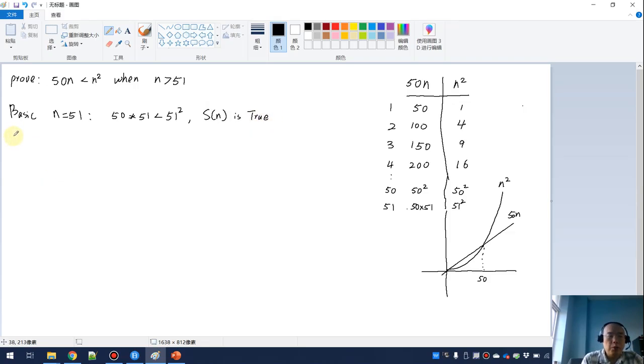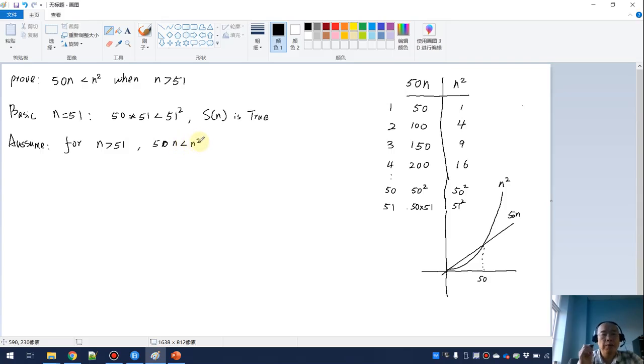Number two, we want to do the inductive hypothesis. We assume that for a specific n value greater than 51, 50n is indeed smaller than n squared.